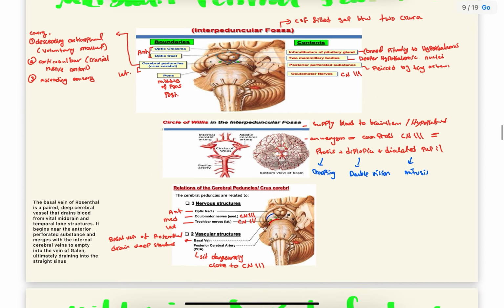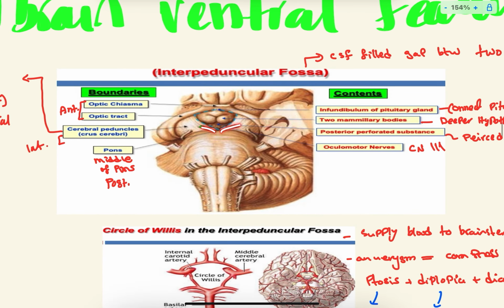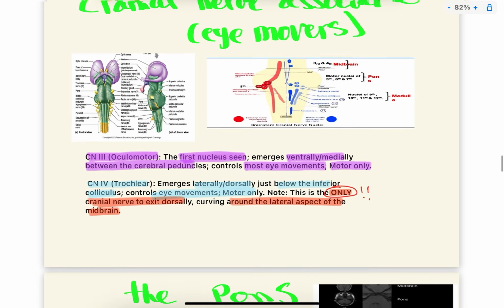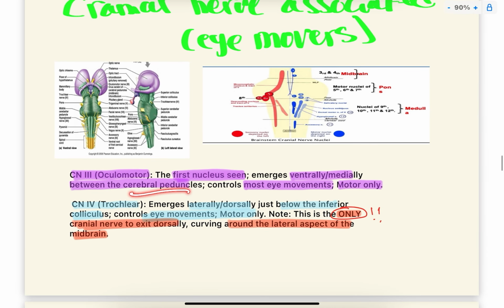It was ventrally and medially, right? Ventrally and medially, okay? And basically, it's between the cerebral peduncles. It was between the cerebral peduncles, right? And most eye movements happen with this nerve, and it's only motor. Remember, it's only motor. That's why I mentioned it in the first slide to know which one is motor, which one is mixed, which one is sensory.